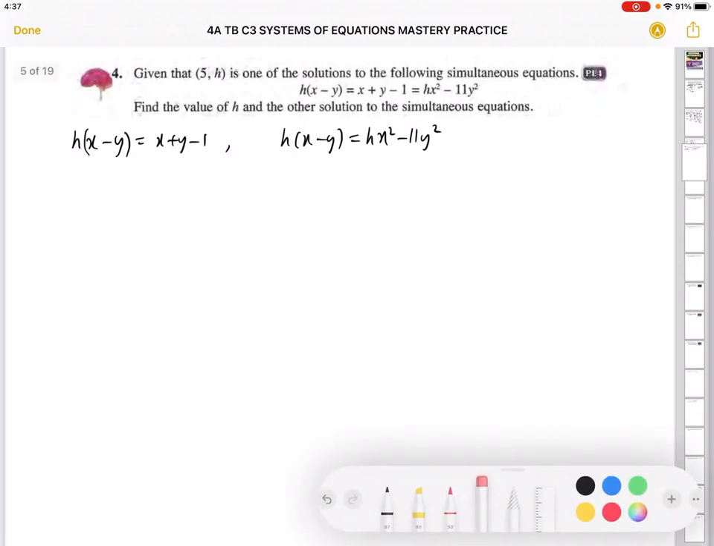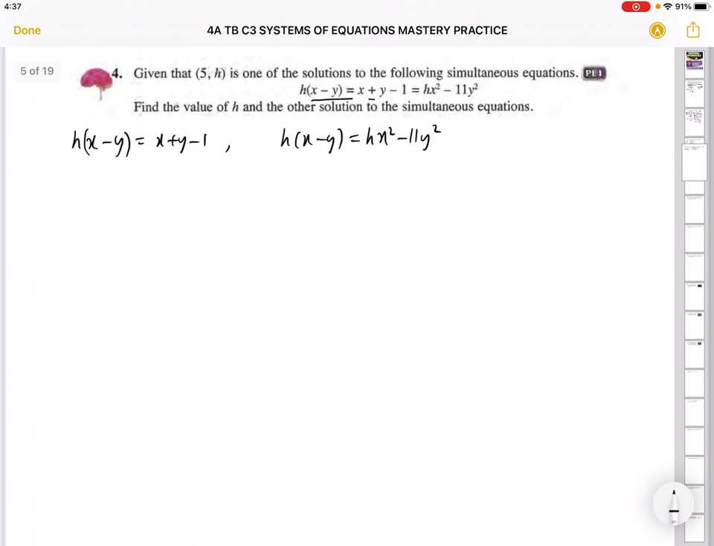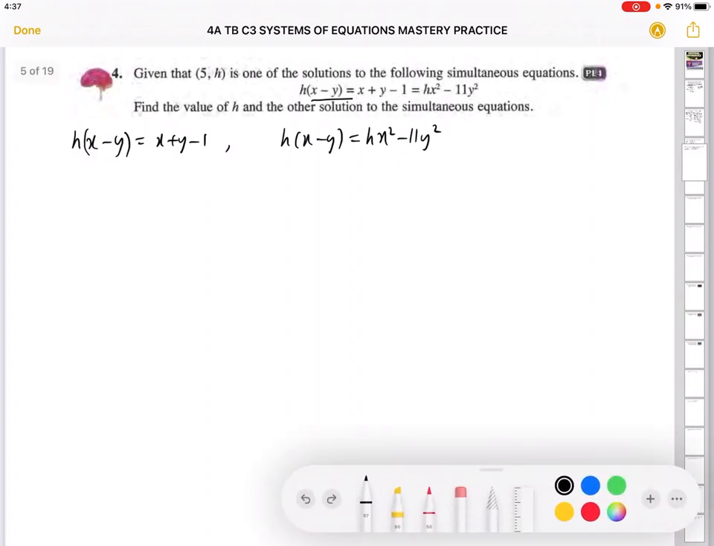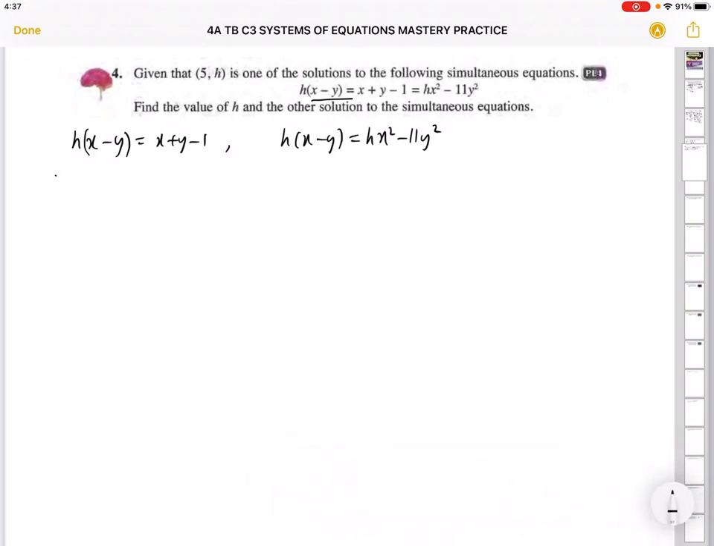You can use these 2 as well, up to you. Okay, now the thing is to find h. To form the equation, we need to sub in 5 and h. So 5 and h, that means my x is now 5, my y is now h. So x is 5, y is h, result is 1.